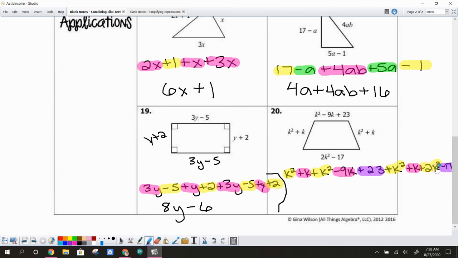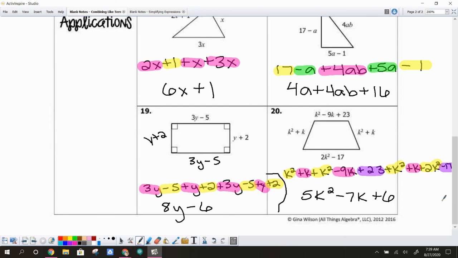So now I'm going to go ahead and start by combining my k squareds. So I have 1k squared plus 1k squared plus 1k squared plus 2k squared. 1 plus 1 plus 1 is 3 plus 2 is 5. Okay, and then we're going to do our k terms. We have a 1k minus 9k plus k. So 1 minus 9 is negative 8 plus 1 is negative 7. And then I have 23 minus 17, which is 6.